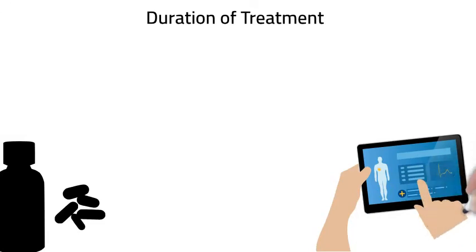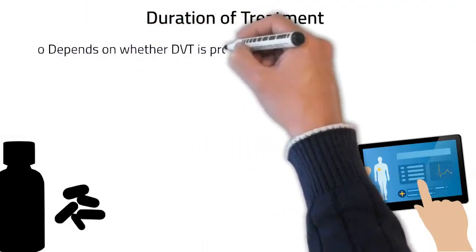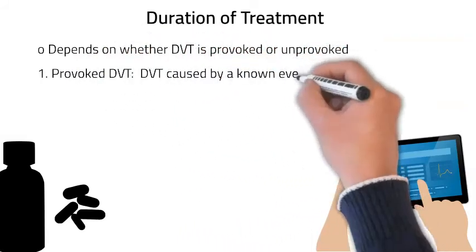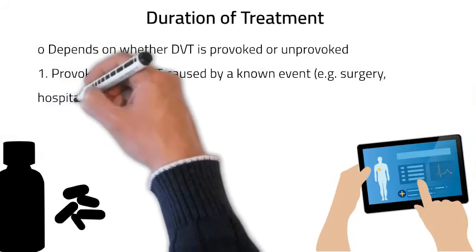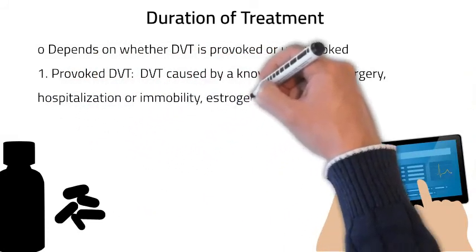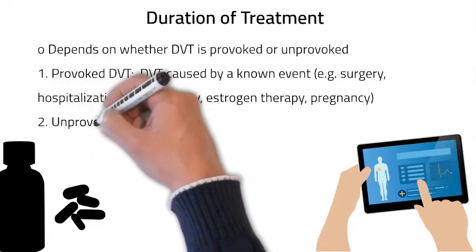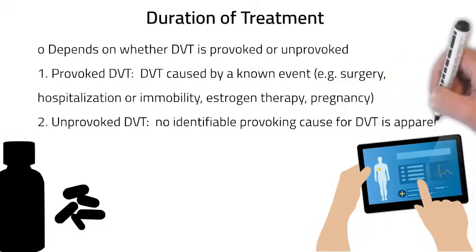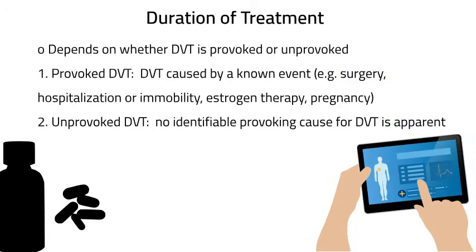But it's good to know the general principles of what determines the duration of treatment. And that depends on whether the DVT is provoked or unprovoked. What is a provoked DVT? It is a DVT that is caused by a known event. So that could be surgery. Remember, that was one of our major risk factors. Hospitalization or immobility, estrogen therapy, or pregnancy. So that's a very known specific risk factor that could have contributed to the development of that DVT. Now, it could also be unprovoked DVT, and that is when you essentially cannot find an identifiable provoking cause for that DVT. It's not apparent.